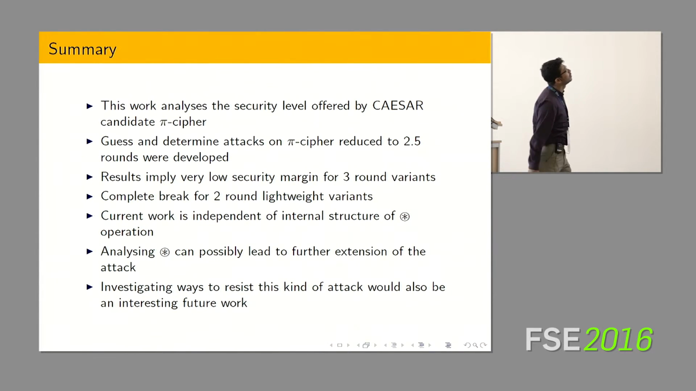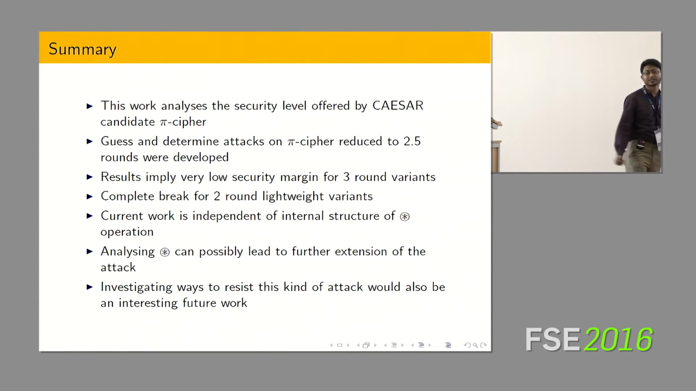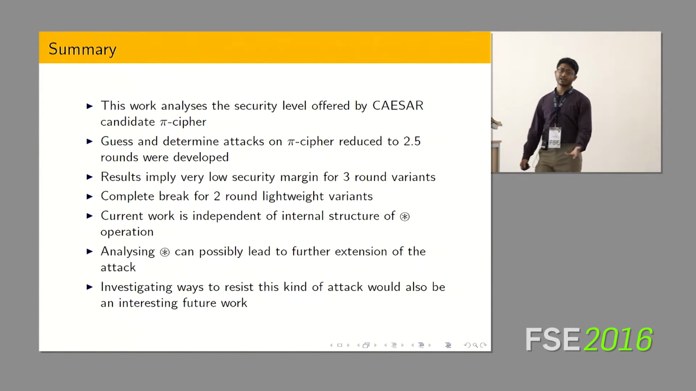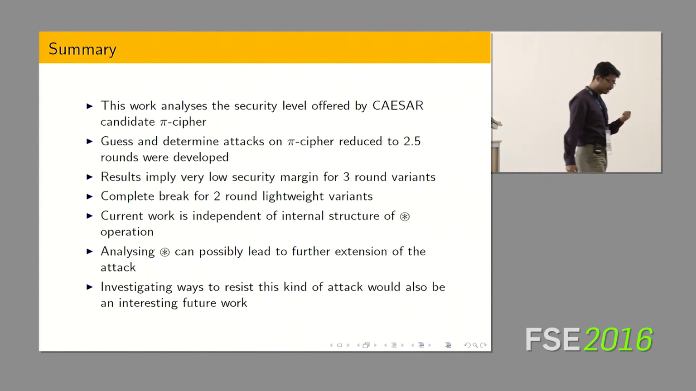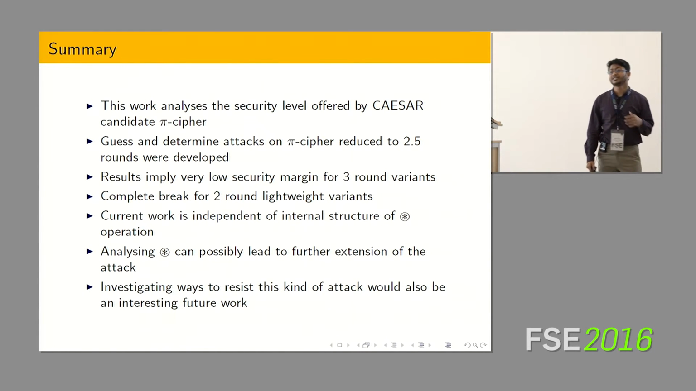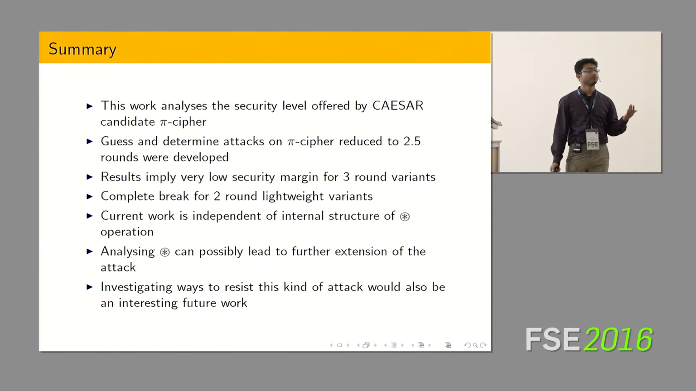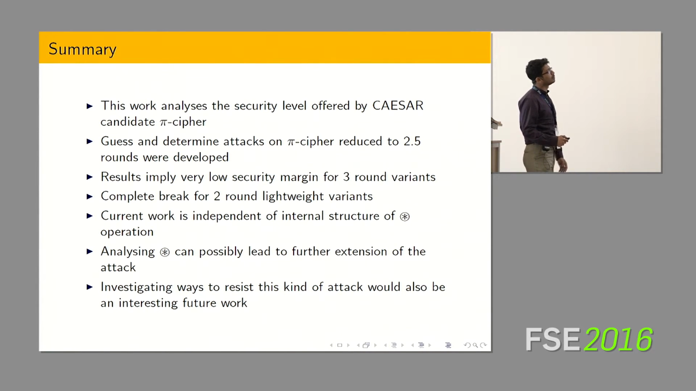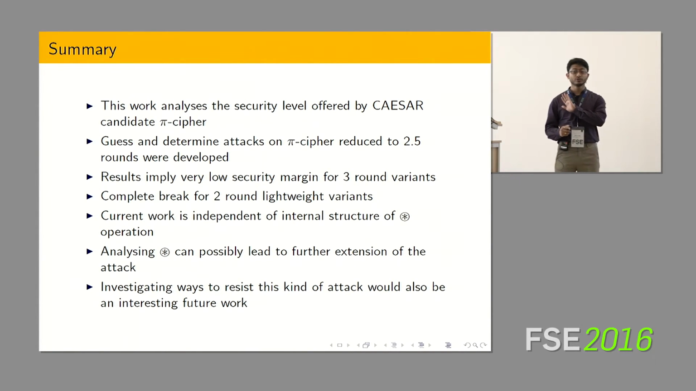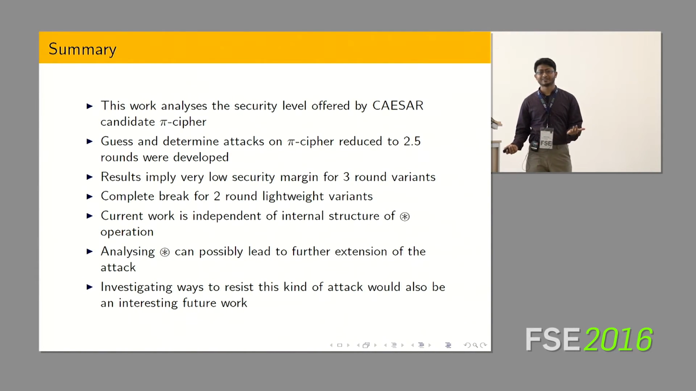So the summary of our work is that we looked into the security level of Cipher, and we found that the decision of the designers to decrease the number of rounds from 4 to 3 was a bit too ambitious. And we have been able to attack 2.5 rounds. Important thing, we don't use any property of the star operation. So this is independent of the star operation, so someone might look inside the star operation and extend this by half a round.